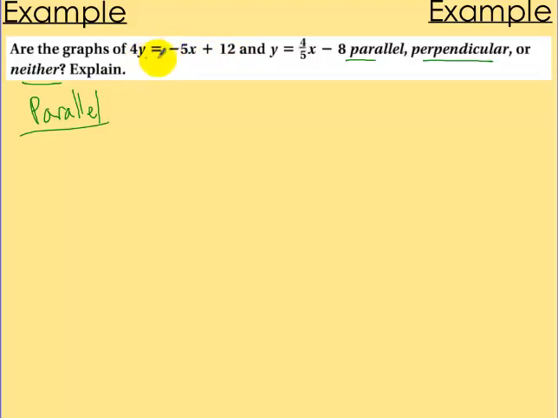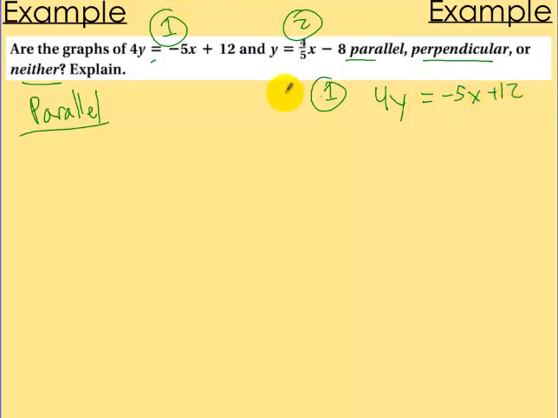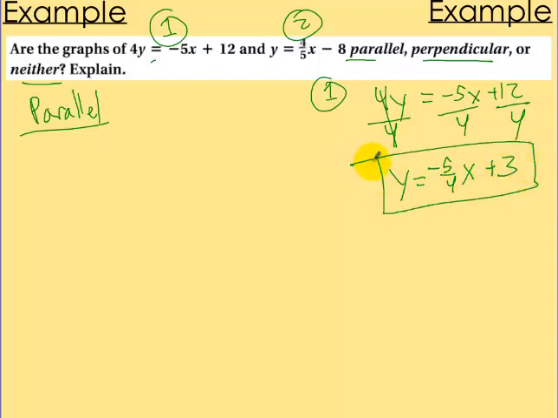But here's the thing. I'm going to call the first equation equation 1, and the other equation 2. Equation 1 is not in slope-intercept form. I need to convert that. So for equation 1, I'm going to write that again. 4y equals negative 5x plus 12. For slope-intercept form, I've got to divide by 4 on everything. So what I'm going to get is y equals negative 5/4 x plus 3. So that's the first equation now. And then the second equation is right up here.